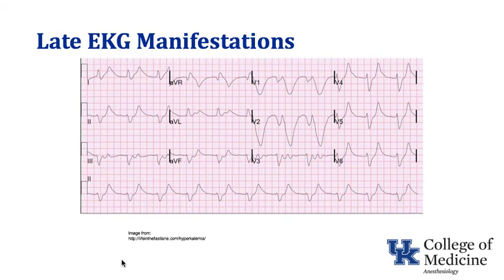This is a common EKG for very severe hyperkalemia. You can see that in this pattern there are no P waves, the QRS is very wide, and the T wave is also very peaked.